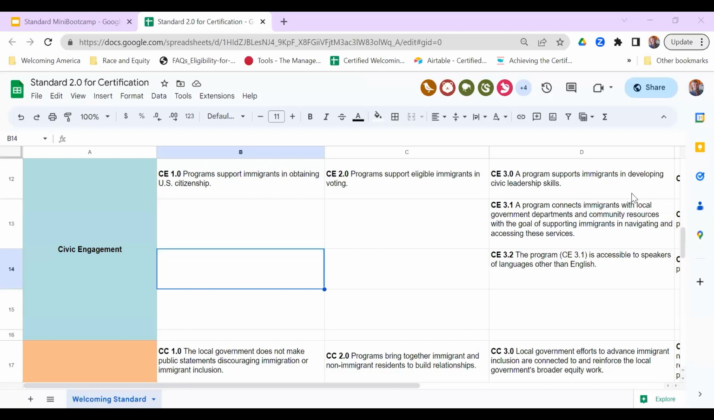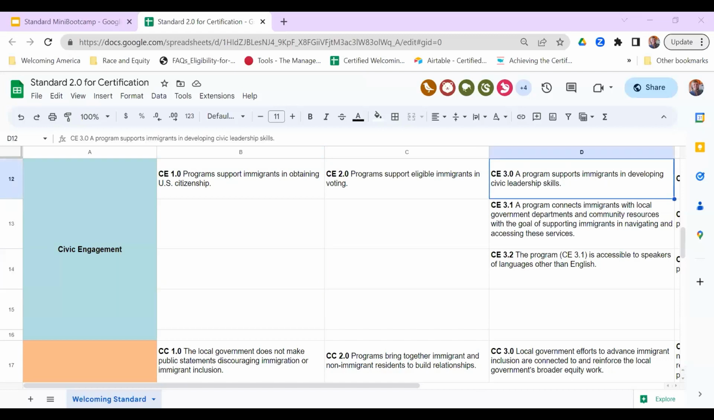So here for the 3-star in civic engagement, this is actually our big lift for the civic engagement. Typically, each of the framework areas will have one big lift. And this is one around leadership and civic development. So for these 3 criteria, there's one around supporting immigrants in developing civic leadership skills, one about connecting immigrants with local government departments and community resources, and another about making sure that the criteria 3.1 is accessible to speakers of languages other than English. This could be one program, or it could be different types of programs.